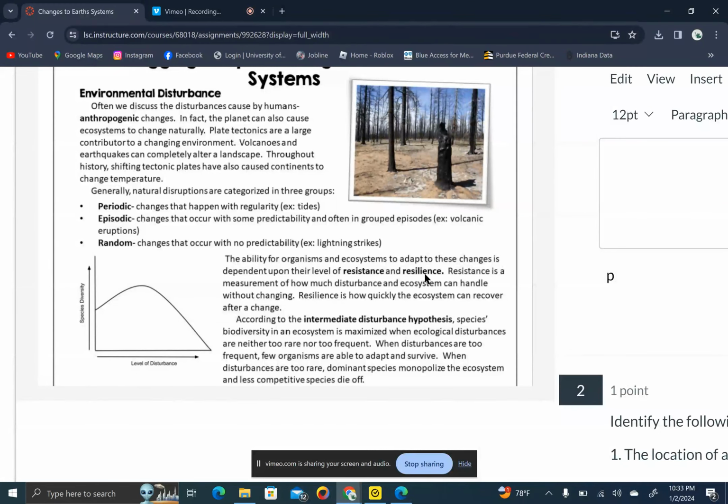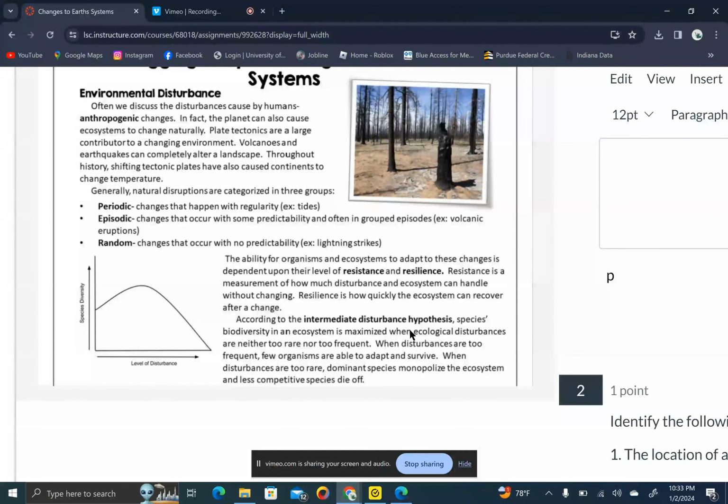So, again, two important vocabulary words you're going to need to know the difference between. Resistance is a measurement of how much disturbance an ecosystem can handle without changing, whereas resilience is how quickly the ecosystem can recover after a change. So, again, resistance is how much disturbance can happen without the environment changing before it changes. Resilience is, okay, we've had a lot of disturbance, it's caused a huge change in the environment. How quickly is it going to recover and go back to that climax community?